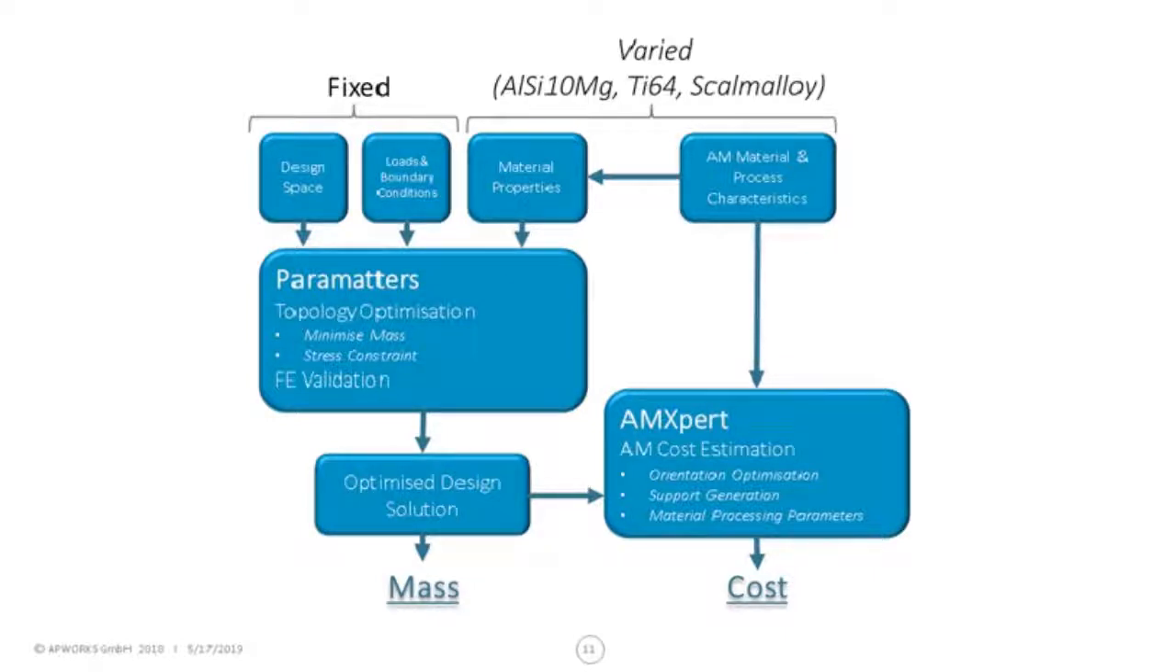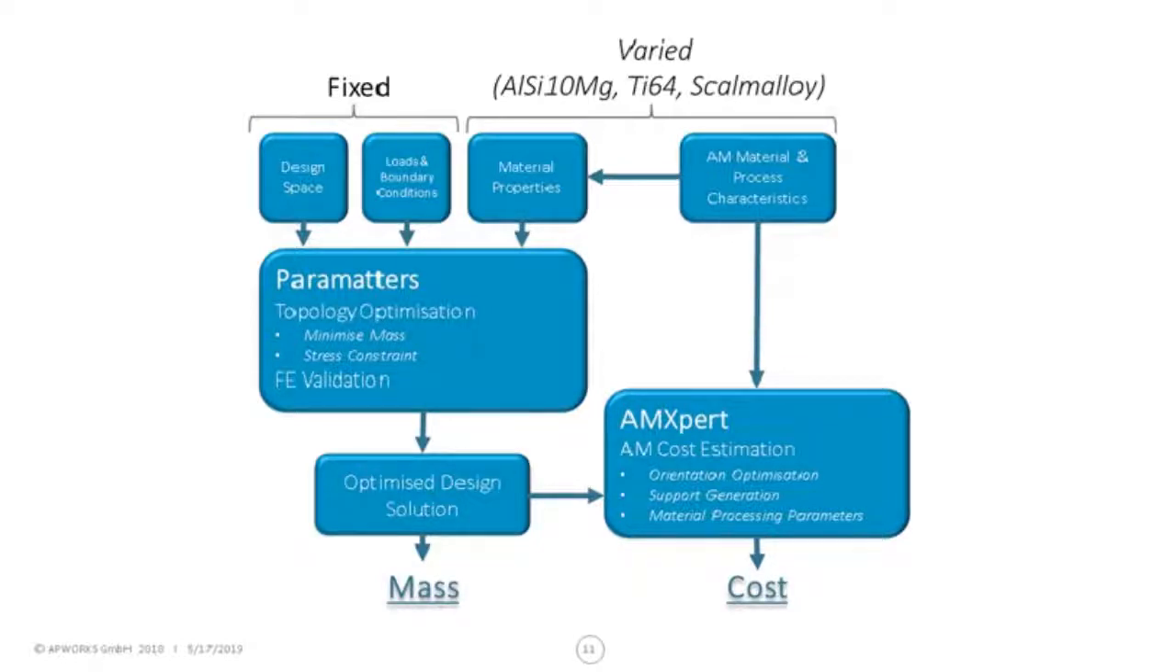So very briefly, the process we followed was we had a fixed design space and loads and boundary conditions. Basically, the design space is where we are allowed to have material, so taking into account areas where we would have clashes in a kinematic case, or where we need fixed geometry for assembly interfaces, for example. All of that is common. The loads and boundary conditions are common. And the only thing we varied were the material properties and the process characteristics, which then enabled us to do two things.